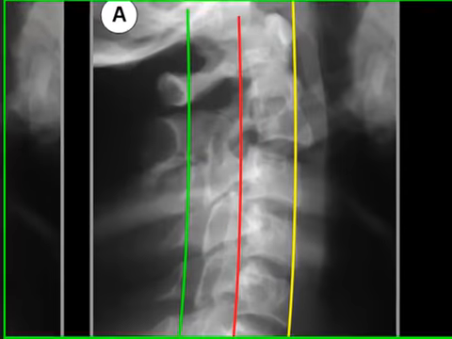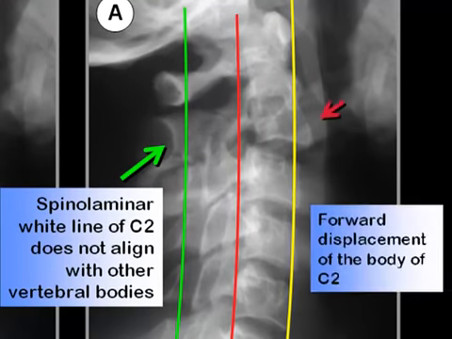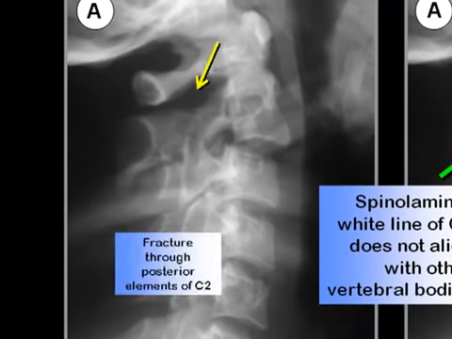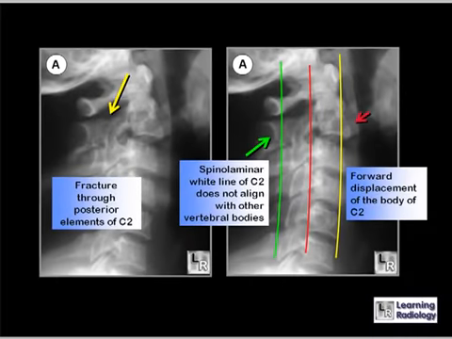In the case that we've shown you, there's forward displacement of the body of C2, as shown by the red arrow, and the spinolaminar line of C2 does not align with the other vertebral bodies. This is a fracture that has occurred through the posterior elements of C2, which is called a hangman's fracture.